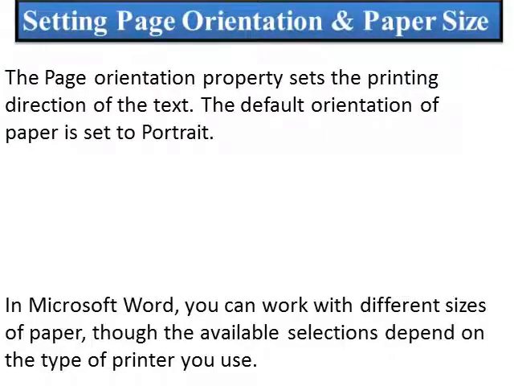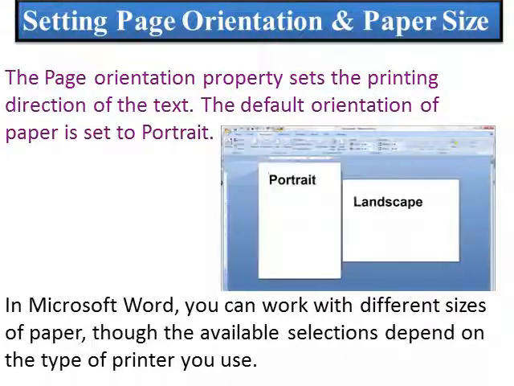Setting page orientation and paper size. The page orientation property sets the printing direction of text. The default orientation of the paper is set to portrait, in which the document is printed lengthwise. When we choose the landscape orientation, the document is printed widthwise. Also, in Microsoft Word, you can work with different sizes of paper through the available selections, depending on the type of printer you use.